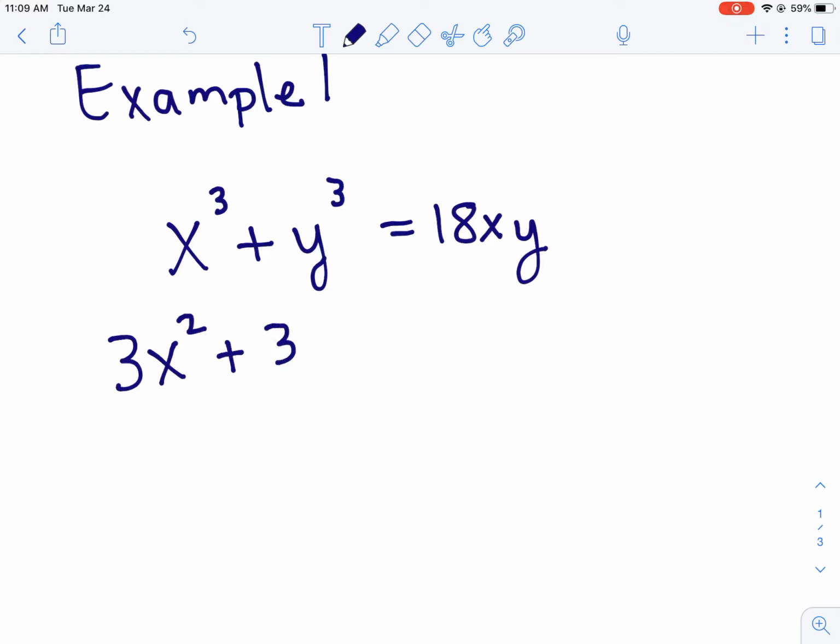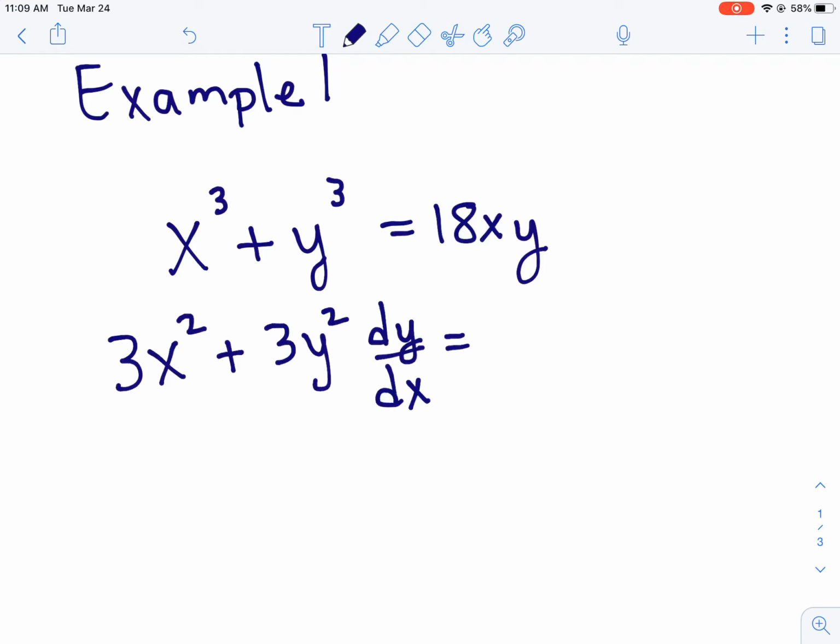Now with the y to the third, we're going to call that 3y squared, but because it's a y, we have to include the dy dx. Okay, so that's where it starts to get kind of weird. So with y to the third, I brought that 3 down and then made it y squared like normal, but then because it's a y, I have to do dy dx.